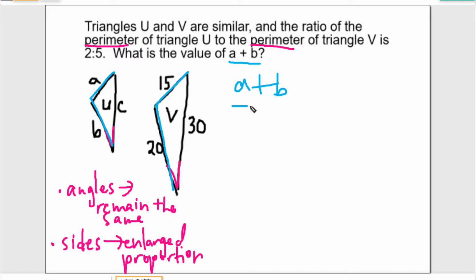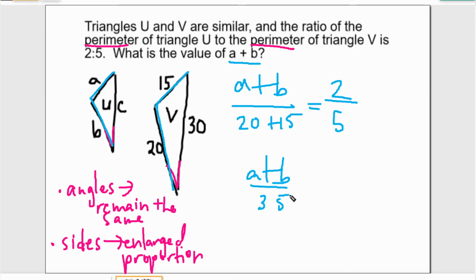Well, what would that correspond with? That whole chunk would correspond with, well, 20 plus 15. That'll make 35. And that's just one chunk corresponding with another chunk of sides. And we know that the ratio for the sides is 2 to 5. So of course that's just going to be 2 to 5. So you could solve for A and B individually with a proportion of 2 to 5 for each corresponding piece. Or you could look at A and B as a group like a chunk. So here, A plus B over 35, from combining those, is equal to 2 over 5.